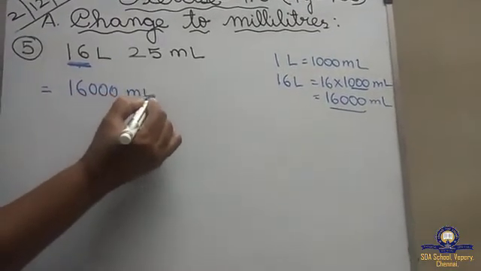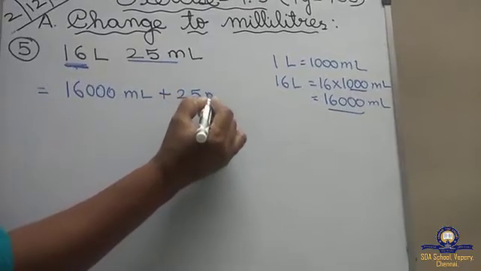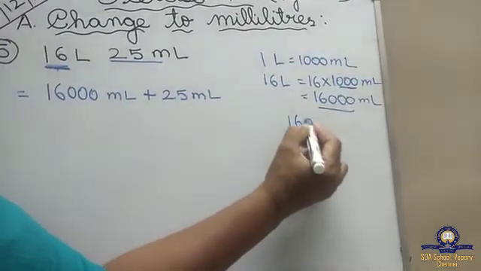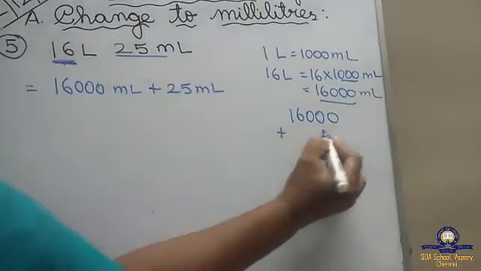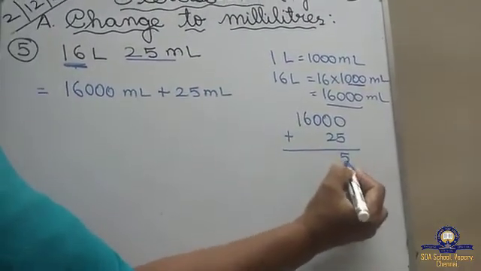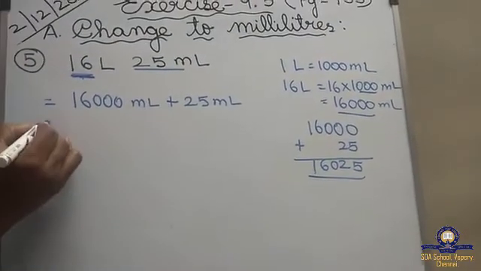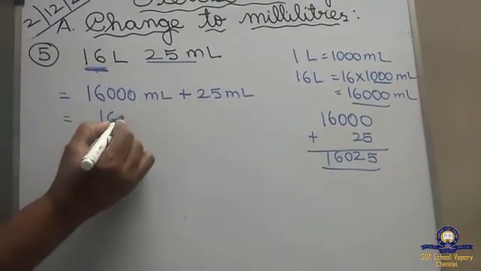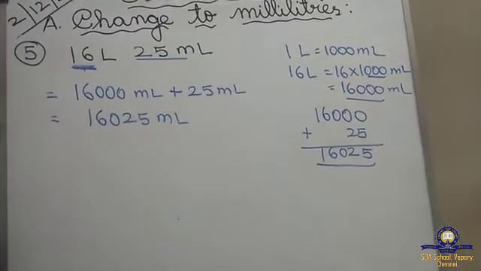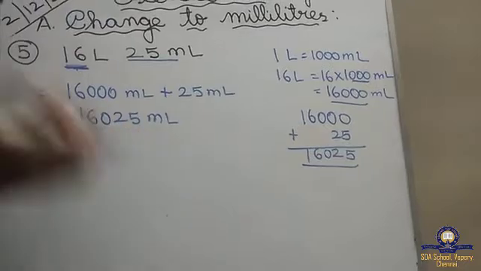16,000 ml plus this 25 ml you have to write as it is. So when you add both, what will come? 16,000 plus 25, you have to write here only. You should not write here. Okay, children? So what answer, children? 16,025 ml. If you are thorough, you can write directly. It's very easy. You can write directly.